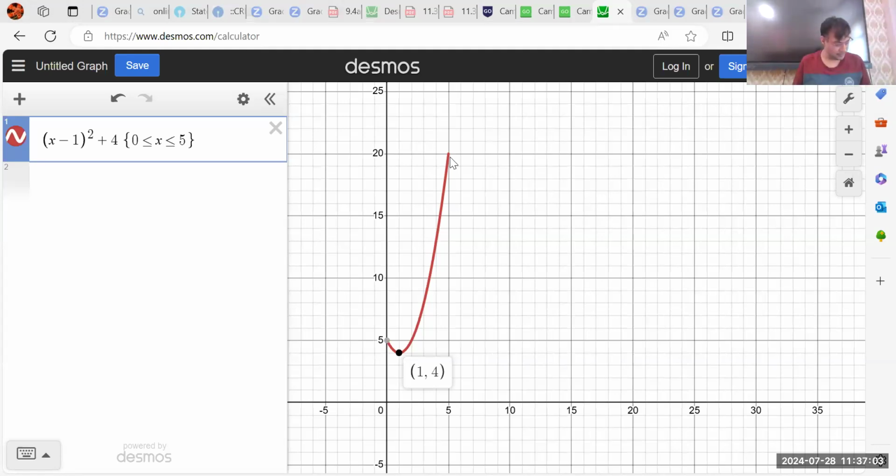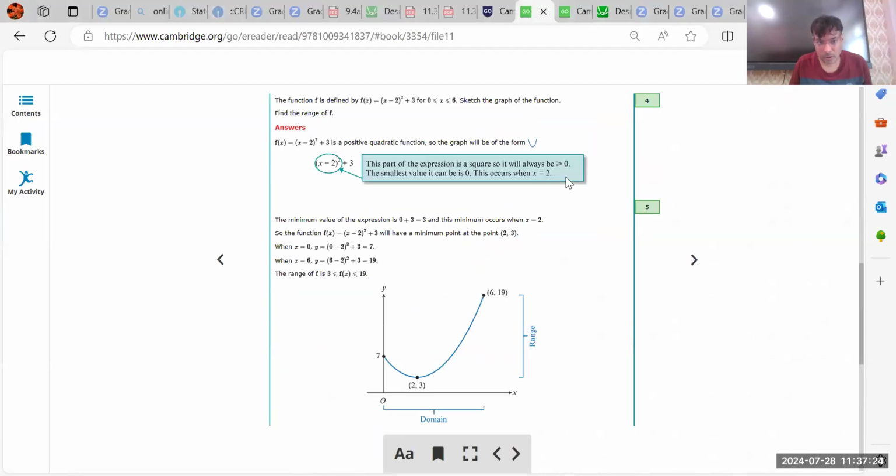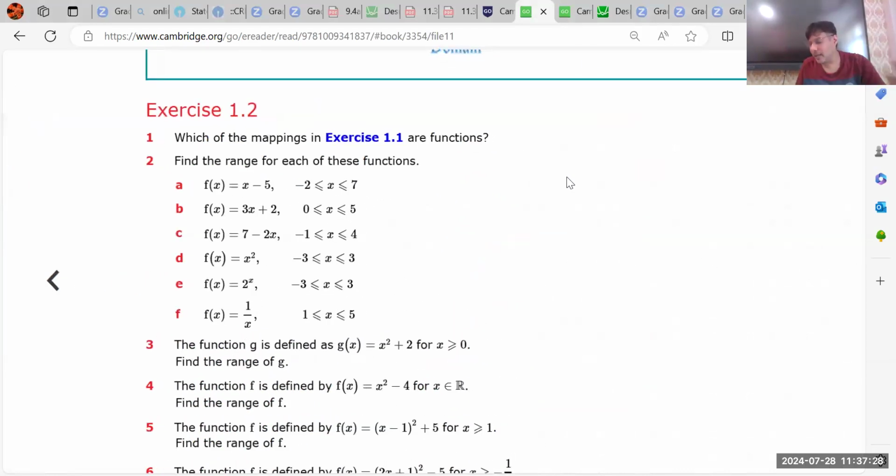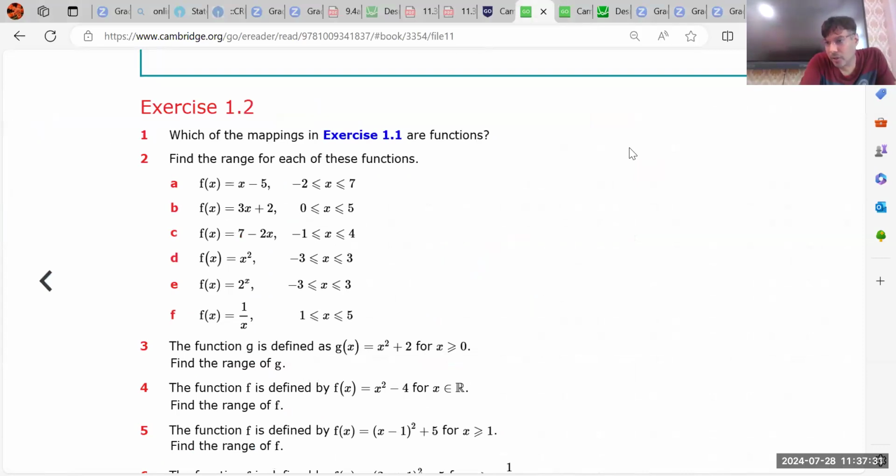All right, guys. Any doubts, please ask. No, sir. Okay. So next we will do more questions. Yeah. So write which of the mappings in 1.1 are functions. So which of the mappings are function, guys? कौन सी होती हैं बताओ मुझे.